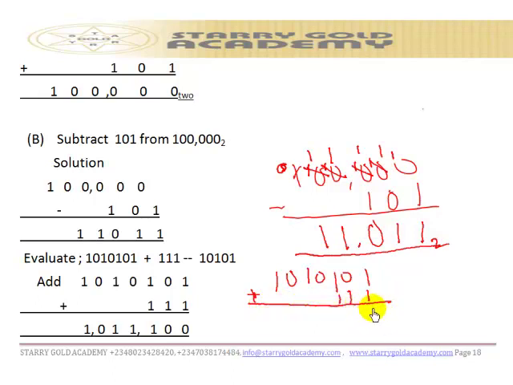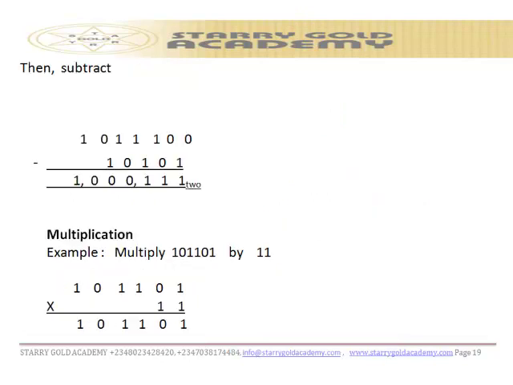1 plus 1 is 10, carry 1. 1 plus 1 is 10, carry 1. 1 plus 1 plus 1 is 11, carry 1. 1 plus 0 is 1. So you're going to have 1011 01. From your addition, this is what you have. Then from here you can now subtract. Let's subtract the next value. We got 1011100.